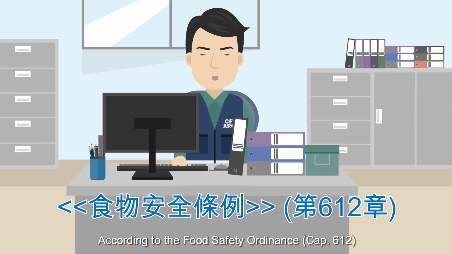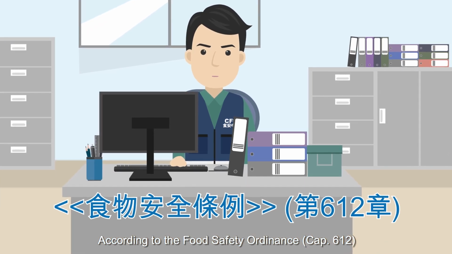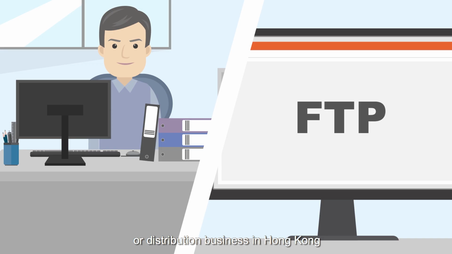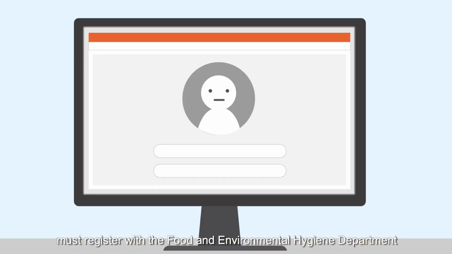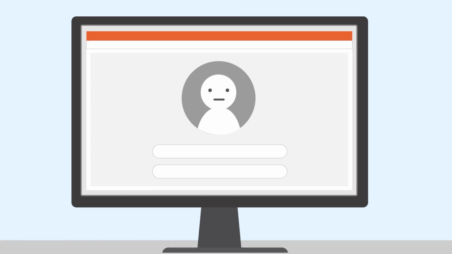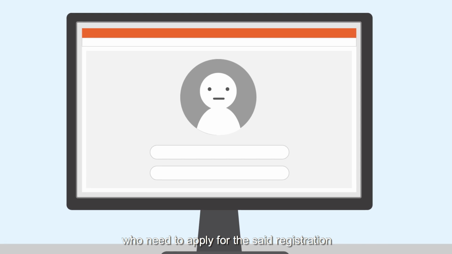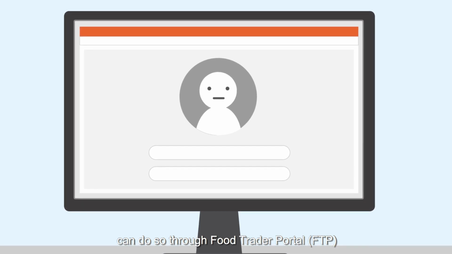According to the Food Safety Ordinance, Cap 612, any person who carries on a food importation or distribution business in Hong Kong must register with the Food and Environmental Hygiene Department. Food importers or distributors who need to apply for the said registration can do so through Food Trader Portal.